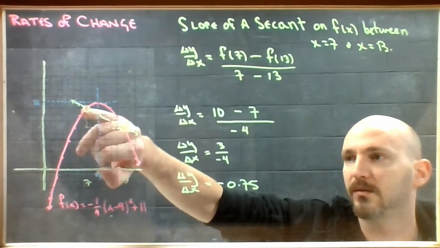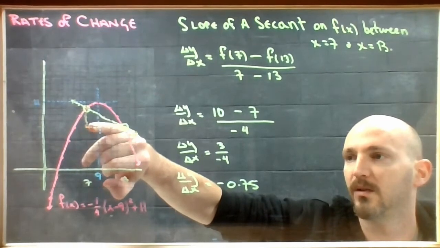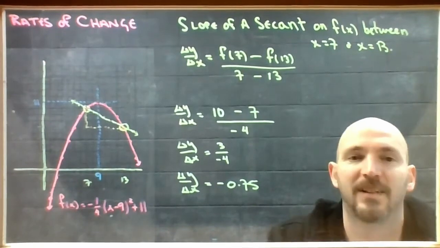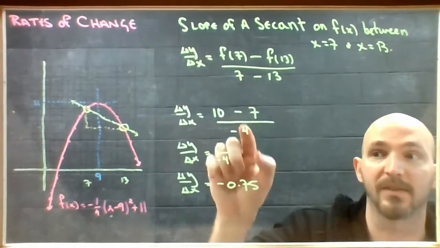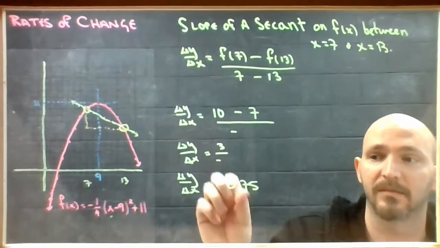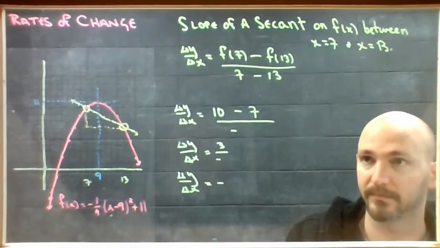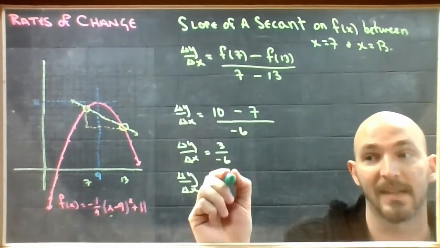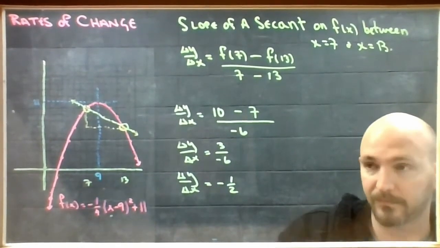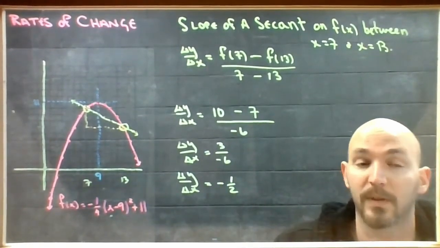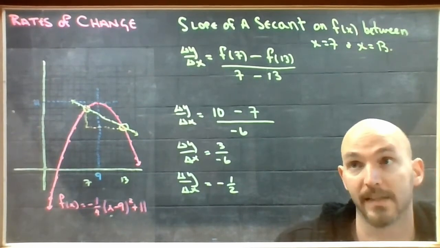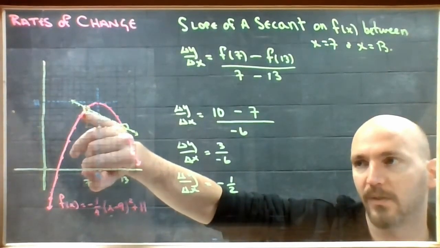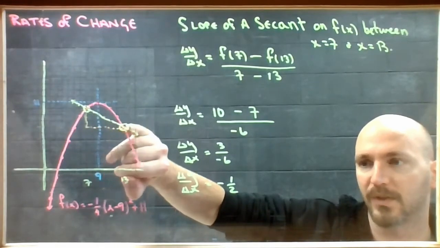Something funny happened there. 1, 2, 3, 1, 2, 3, 4. 7 minus 13 is -6. So that's -1/2. So if you can actually do algebra correctly, or I suppose in my case it was subtraction correctly, you can see this line is dropping 1 over 2, dropping 1 over 2, dropping 1 over 2.